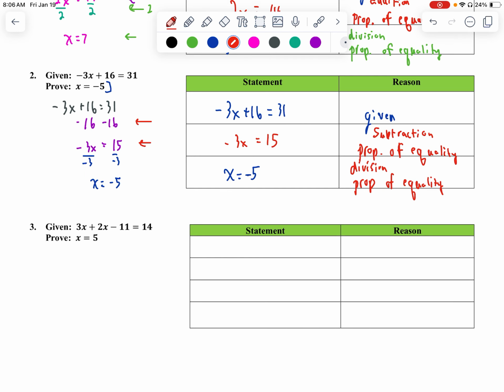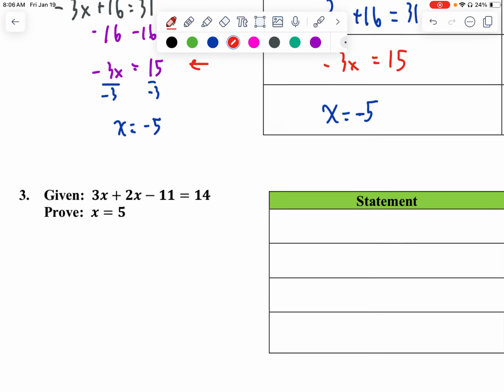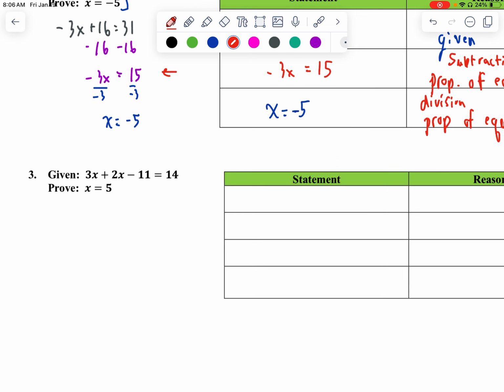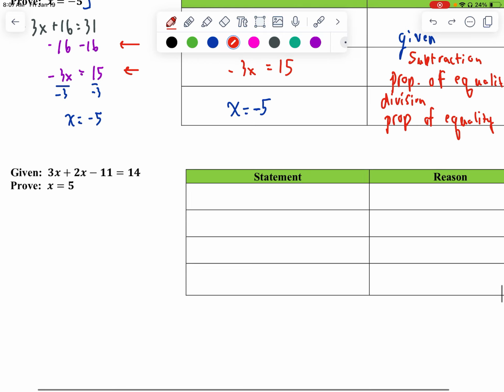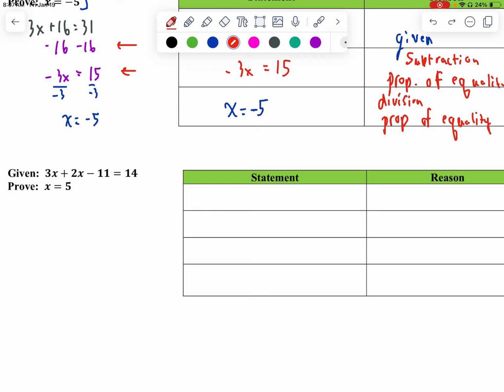Moving down to number 3, our equation has a little bit more going on, but that really isn't anything for us to worry about. We can still solve this equation just like normal. And I'm actually going to forego doing it on the left side here. Let's see if we can do this whole question just in our statement and reason boxes and see if that'll get us there. So first thing we need to do, write out our given.